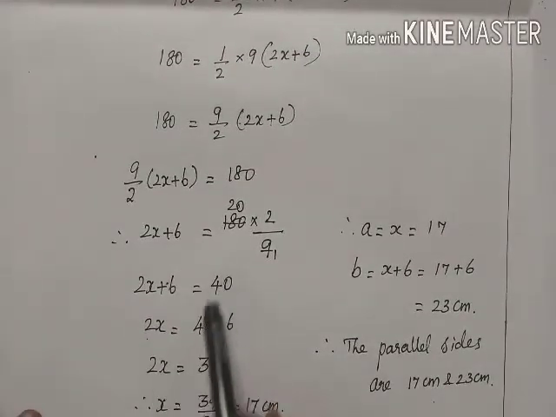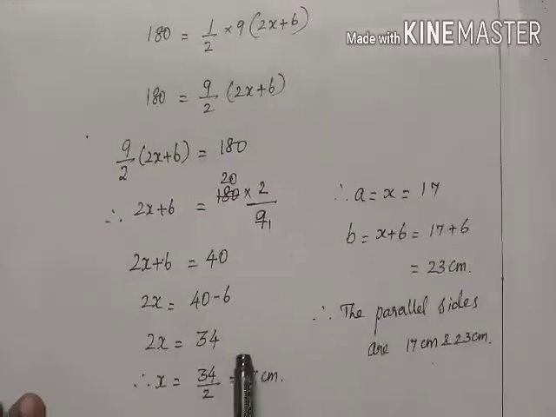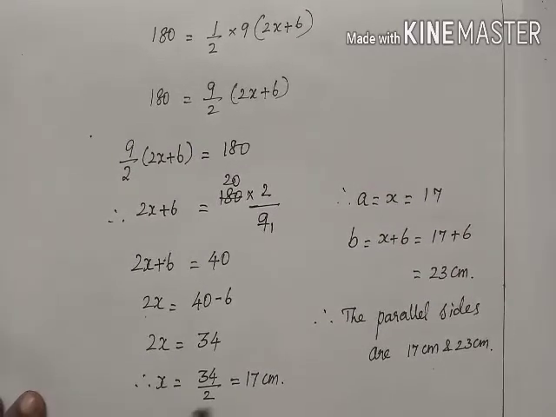2x is equal to 40. This plus 6 will come over this side now, minus 6. 2x is equal to 34. X is equal to 34 by 2, 17 centimeter.